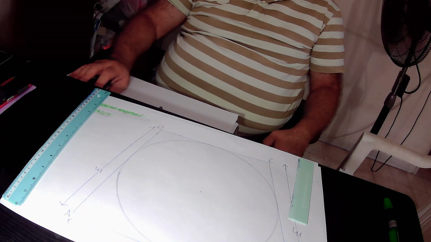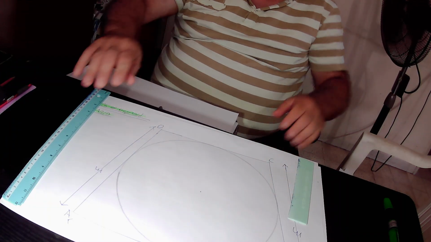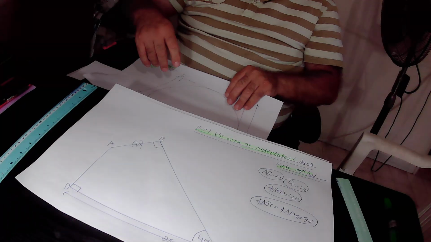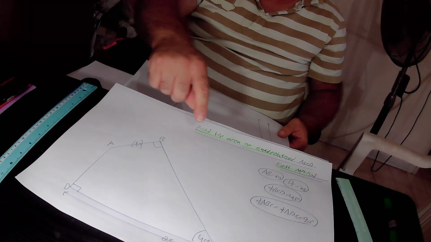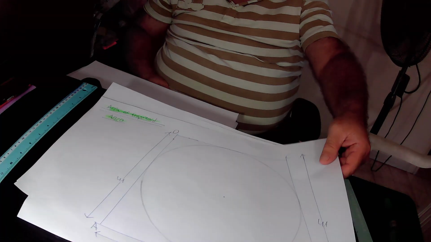In this lecture, we'll answer two questions. The first question, we find out the area of this trapezoid ABCD. And in the second question, we find out the area of this quadrilateral ABCD using two different methods. So we start with the first question.